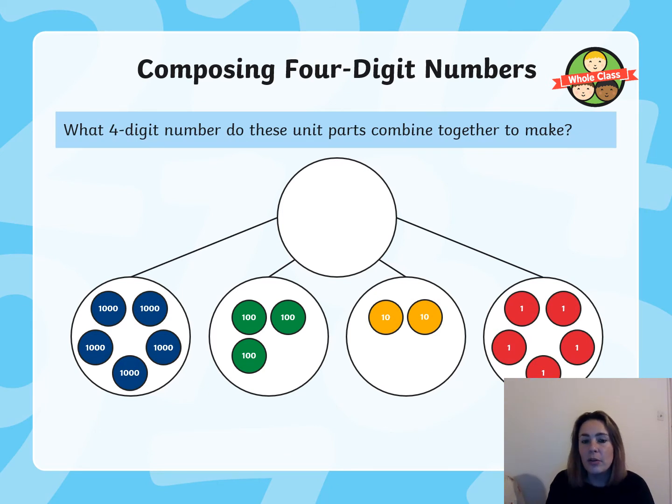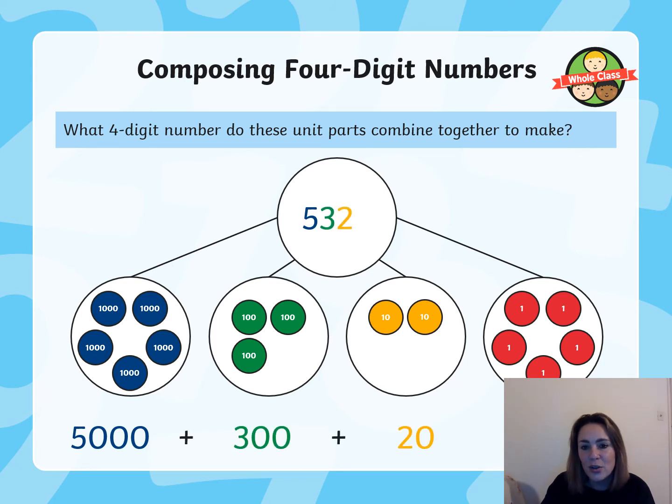What 4-digit number do you think these unit parts combine together to make? Have a go on your scrap piece of paper. First of all, look at the value of the thousands, then look at the value of the hundreds, and then the tens, and then the ones, and you can put those together and write the number in the whole of the part-part-whole model. 5,325.